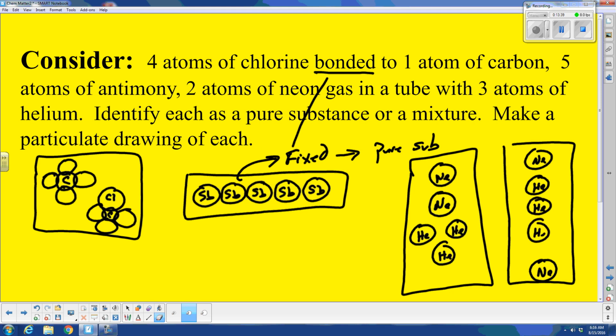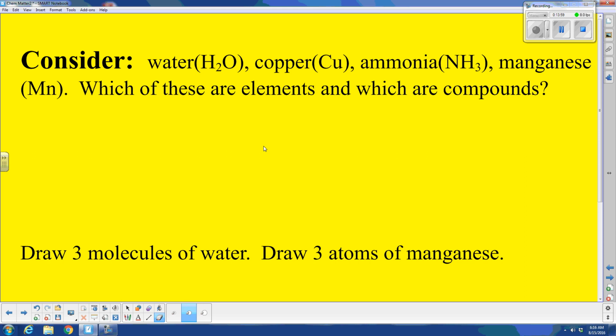So would you say that this is fixed? And the answer is, well, if I could do it this way, no, it's not fixed. So this would represent a mixture. And I'd accept either one of these as your particulate drawing. Great. Moving on. Next, okay, so let's consider water, copper, ammonia, manganese. Which of these are elements and which are compounds?